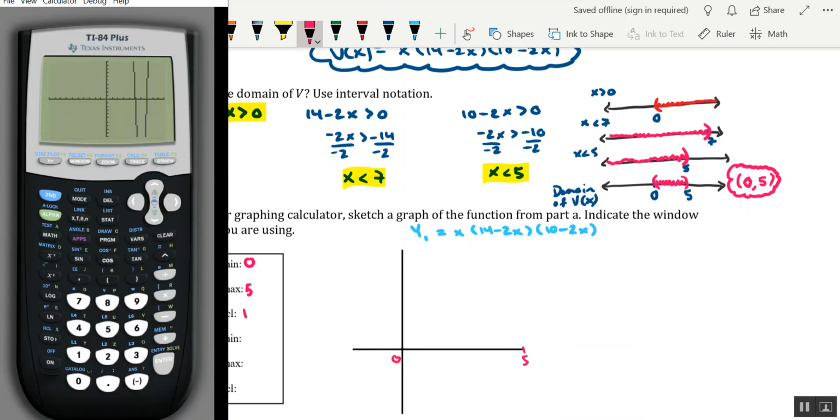So let's see what that does. We'll go back to our graphing calculator. We'll press Window. We'll change that to 0. We'll bounce down to row 2, change that to 5, and we'll leave the x scale at 1. Let's go ahead and press Graph to see what this produces.